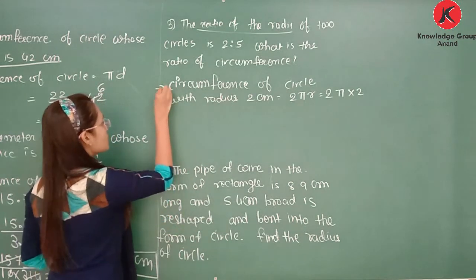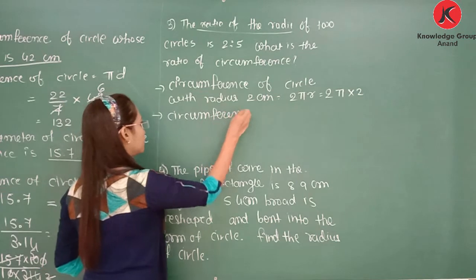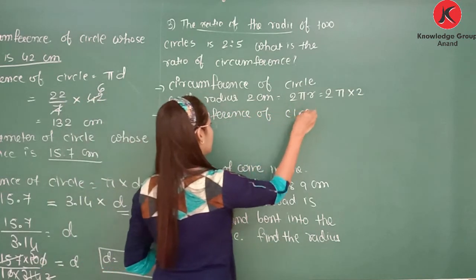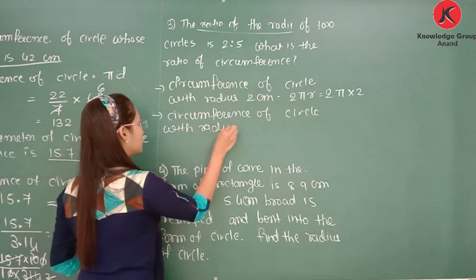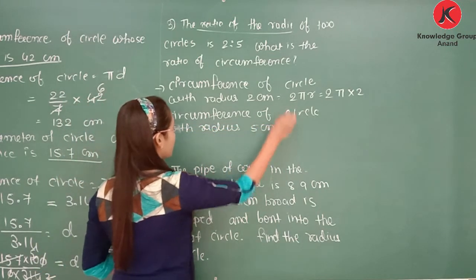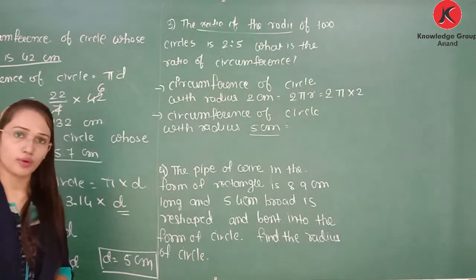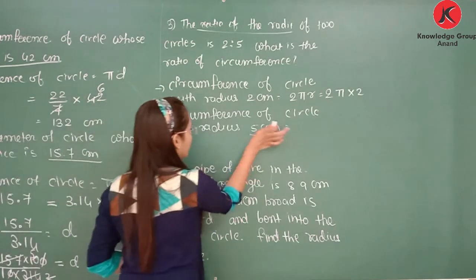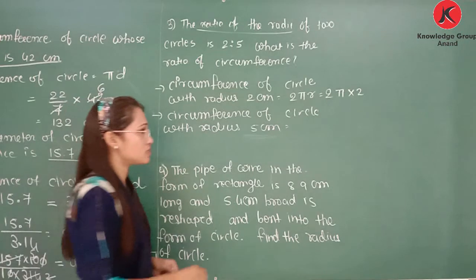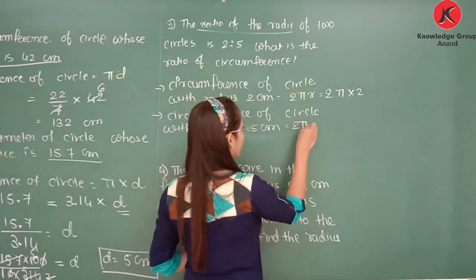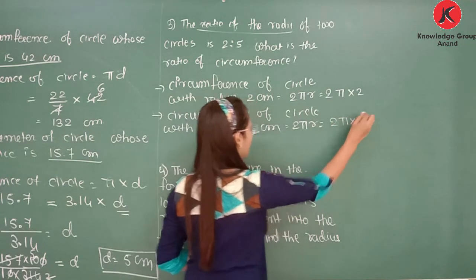Now circumference of the circle with radius 5 cm. Here 5 is given, so we consider it as 5 cm. You can also take 2x and 5x, then it is also correct. Here this one has 2x and the second one is 5x. So that will also give the same answer. So again 2 pi r, but here we consider 5 cm radius, so it is 2 pi multiplied by 5.